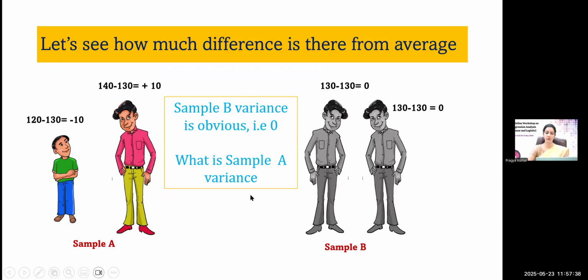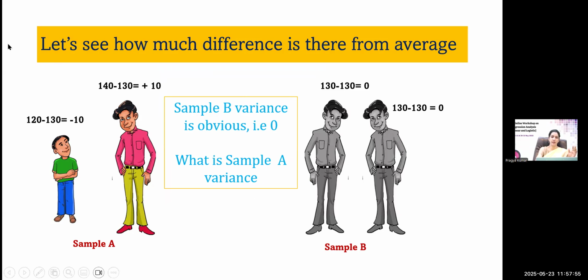And if I have to calculate the sample variance of this case, how do we calculate variance? Remember, variance is always the sum of squares. You calculate the distance from the mean, you square it, and then you divide it by the sample size minus 1.